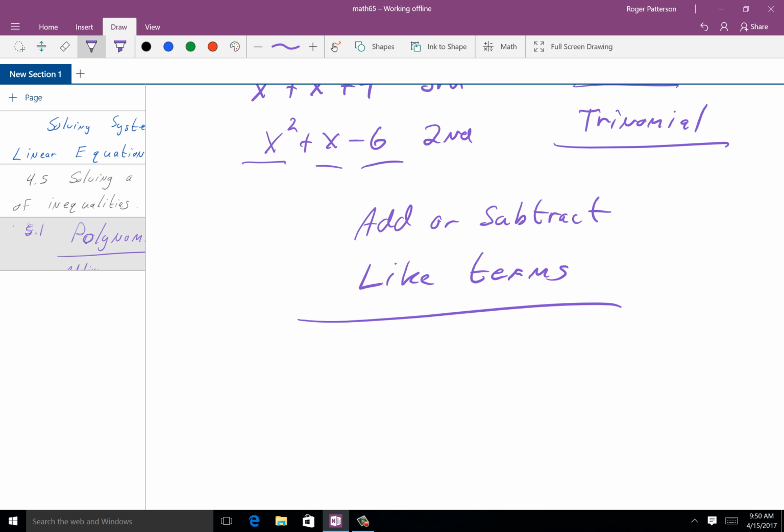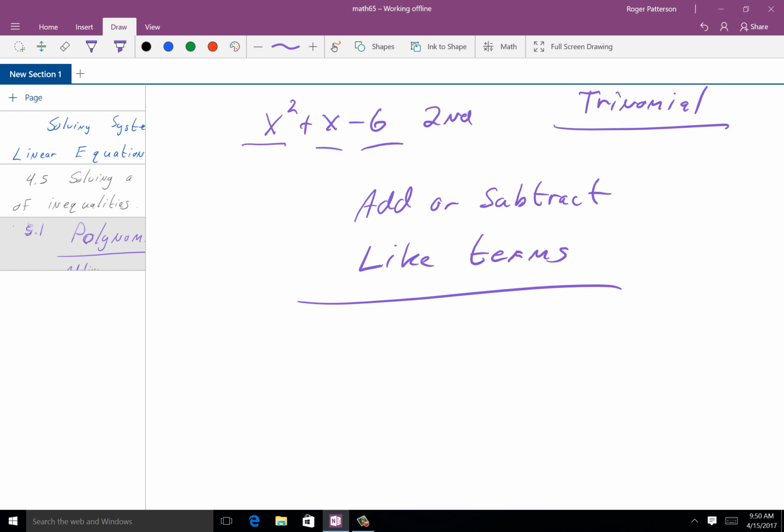I'm almost sure you do some of this in Math 60, so this isn't going to be anything that is going to be really earth-shattering for you. So, like terms is the key thing. So here's a polynomial here. I'm going to go 2x plus 5. And I'm going to separate them by parentheses.